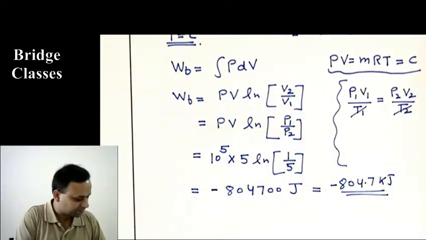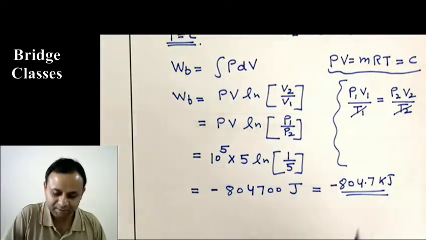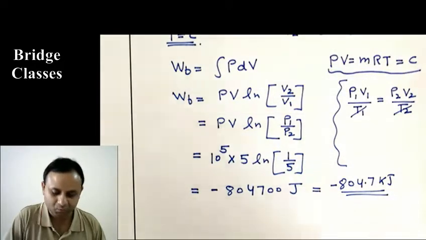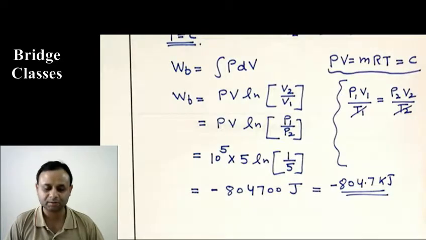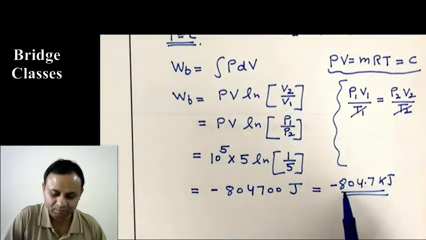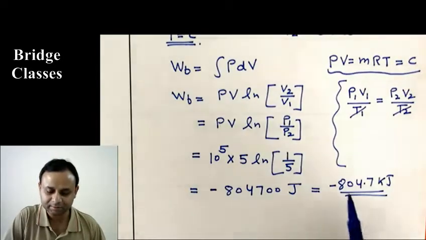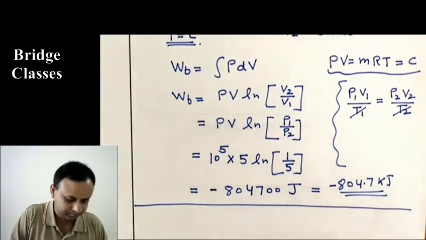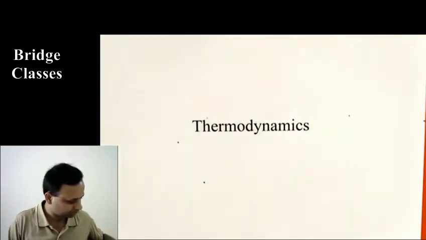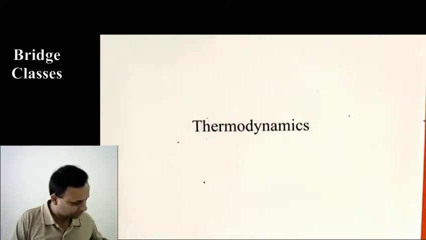But the problem says work required. So work required is 804.7. This negative sign indicates this was work done on the system. So if you have to say how much work is required, it is 804.7. So that's 28.